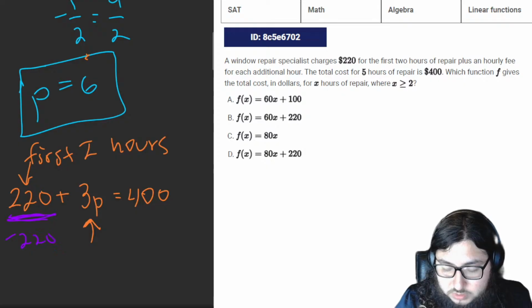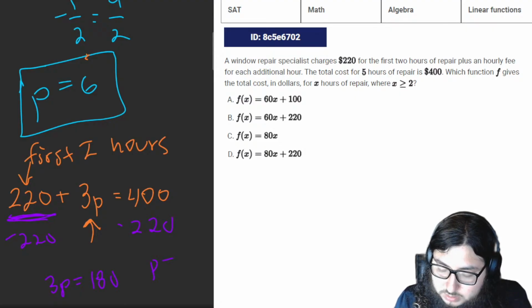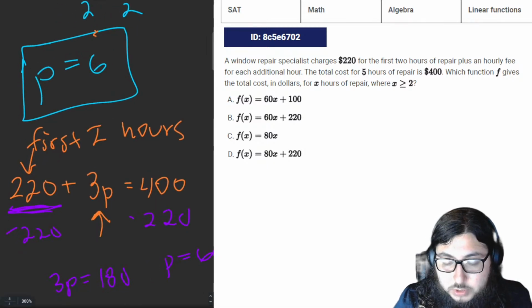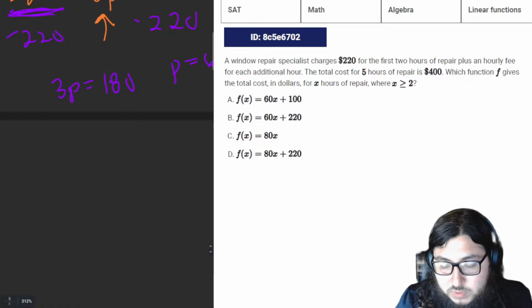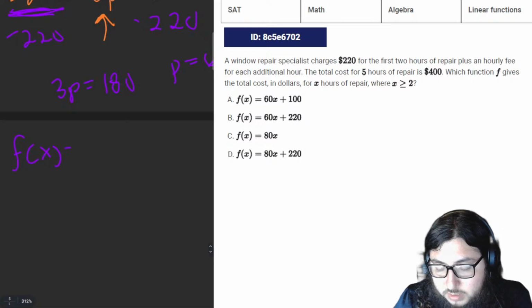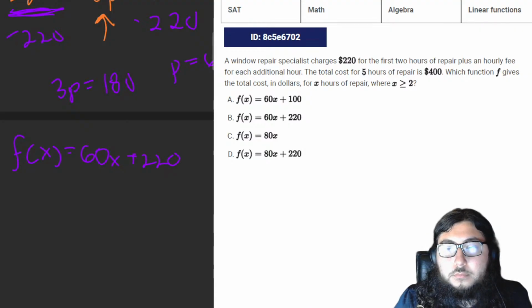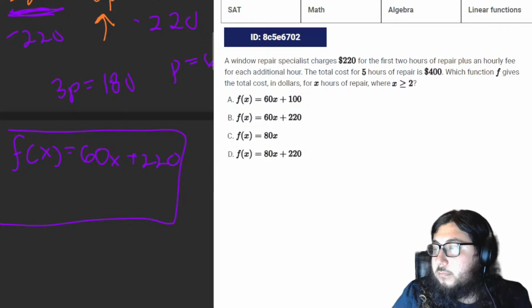Subtracting 220 from both sides, we get that 3p is equal to 180, and therefore p is equal to 60. So, which function f gives the cost in dollars for x hours of repair where x is greater than or equal to 2? We can set up a linear function where p is our slope. So f of x is equal to 60x plus the initial cost of $220. And this would be our answer, which corresponds to letter choice B.